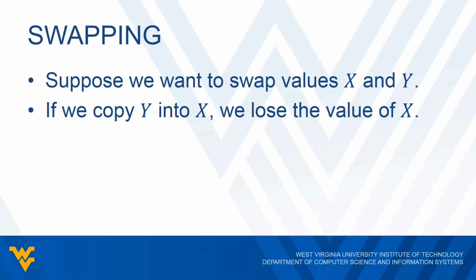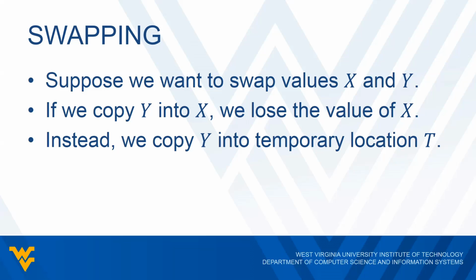So what we do instead is we copy y into a temporary location t. Let's try this again. Let's say I have x here, we have a y here, and I'm going to put a t right here. So there's our temporary value. What I'm going to do now is copy y into t, and then finish the arrow here. So now t has the value of y.